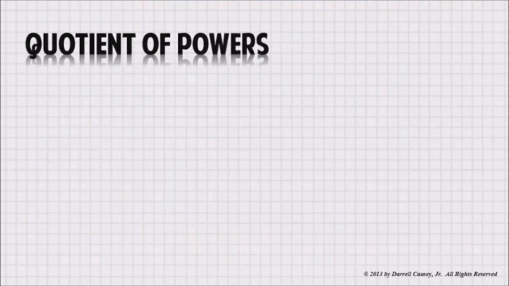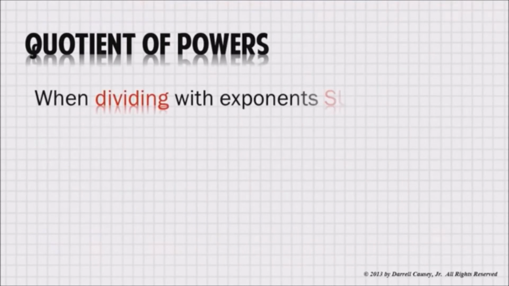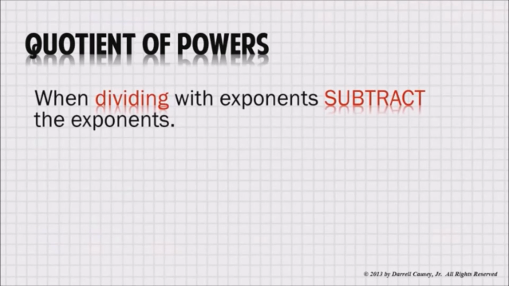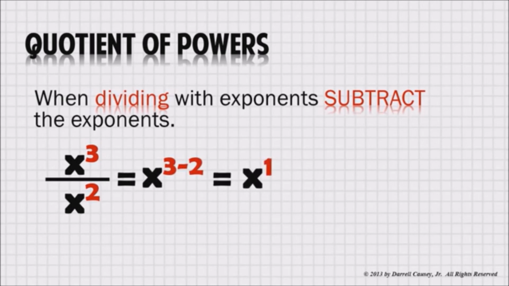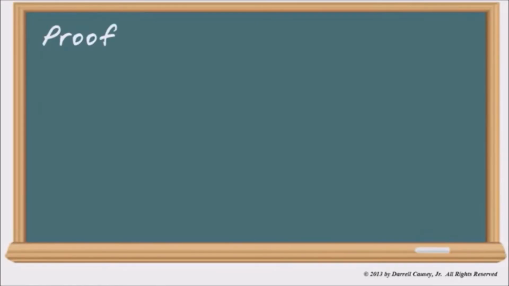For the fourth law of exponents, we have quotient of powers. When dividing with exponents, subtract the exponents. Now we can apply this one as long as the bases are the same. So in this example, we have x to the third power divided by x to the second power. The bases are the same, so just copy the base and subtract the exponents. Now 3 minus 2 is 1. So the answer is x raised to the power of 1, or simply x. And so we have this proof here.